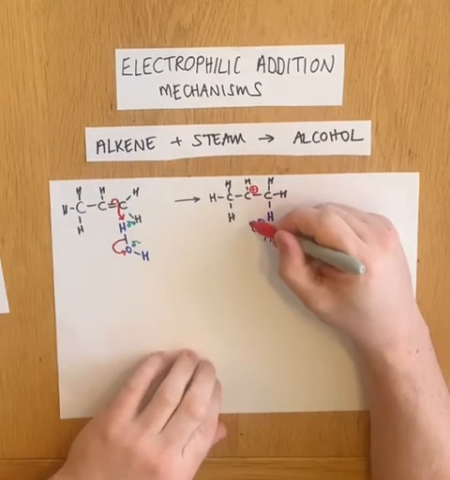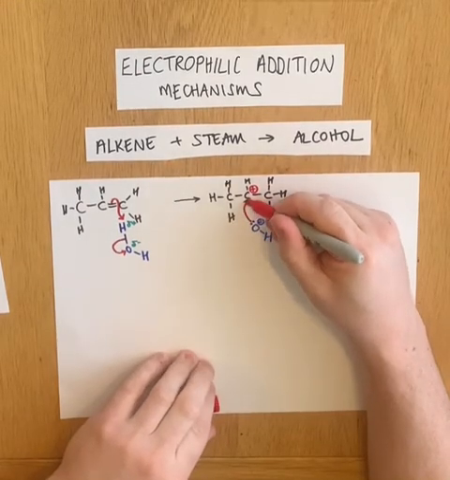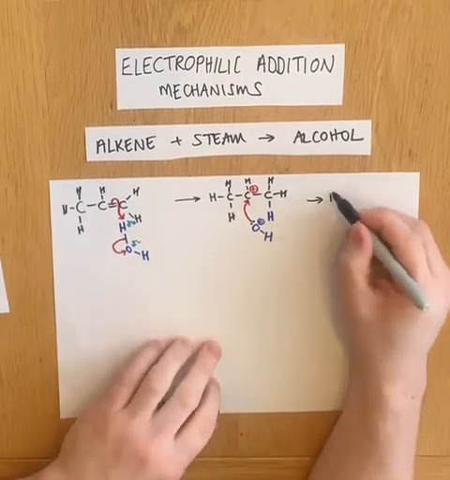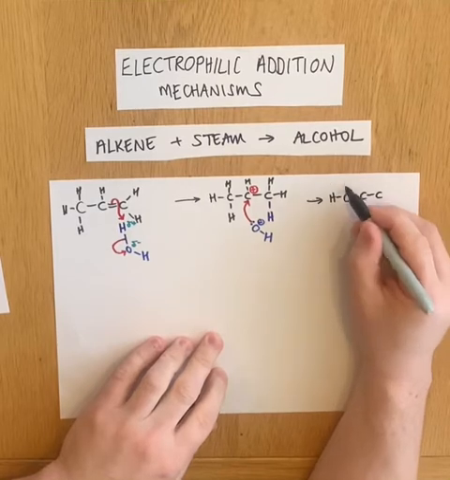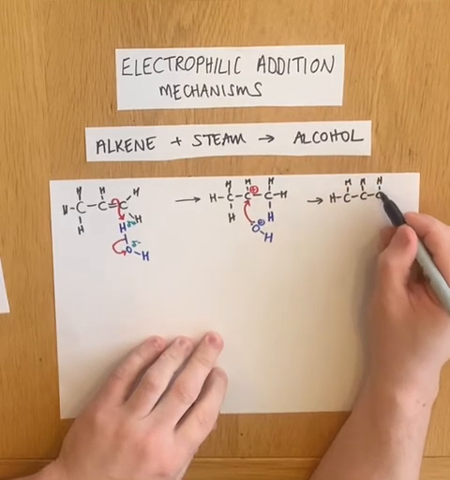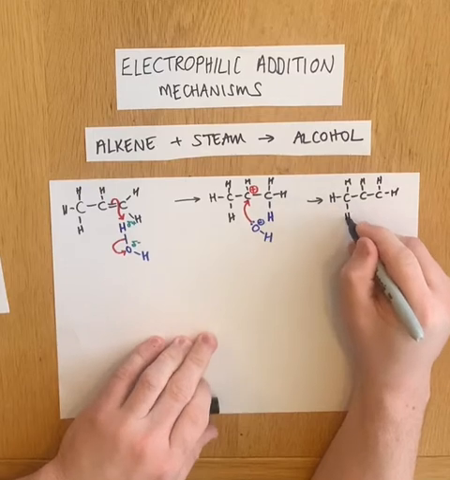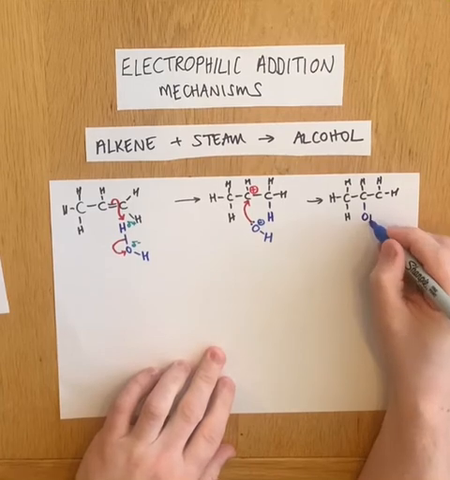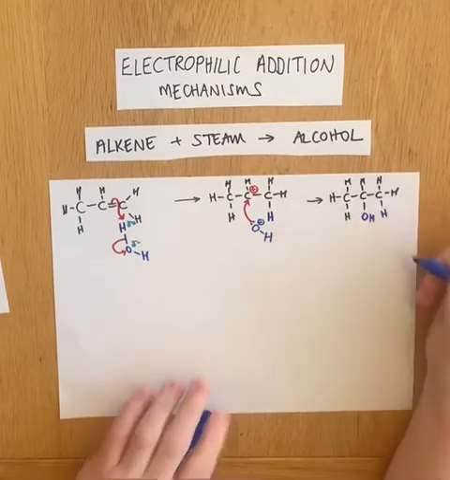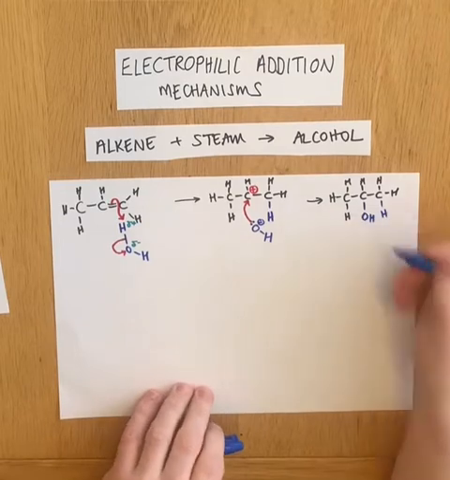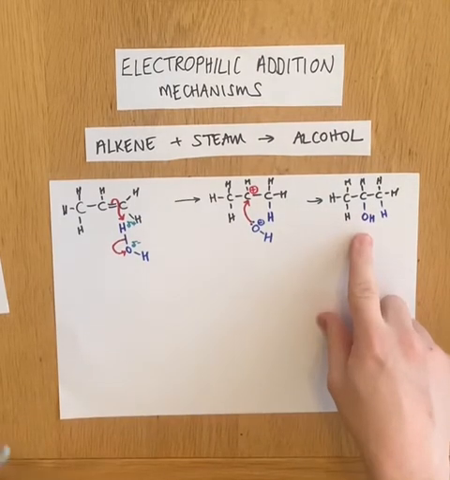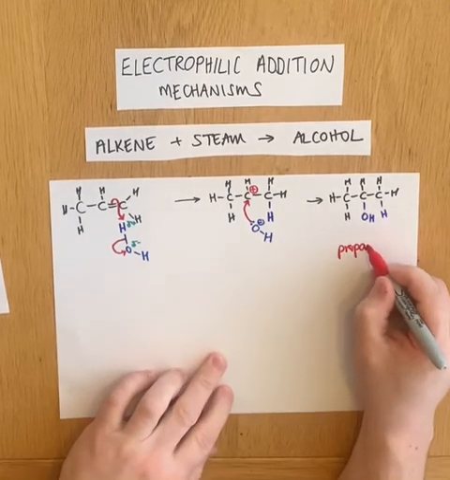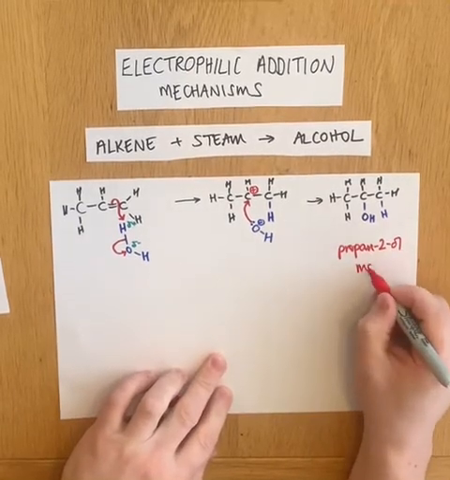Next, a lone pair of electrons will form a bond to that carbocation, forming my major product, which is a bond to the oxygen, hydrogen, hydrogen. Obviously, if you were asked for full displayed formula, you should draw the OH bond, so be careful. But there you are, I've made propan-2-ol as my major product.